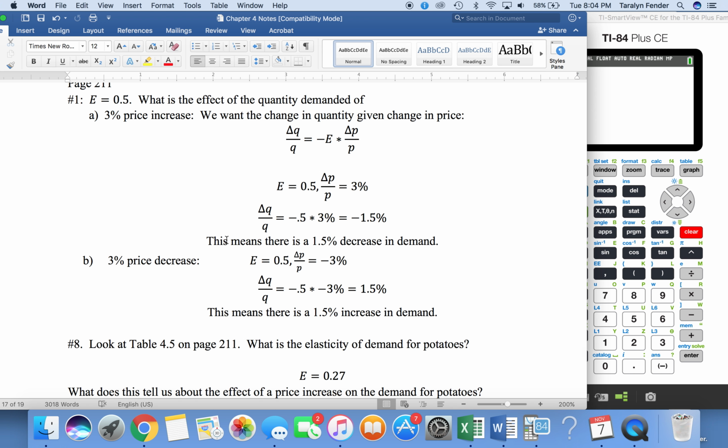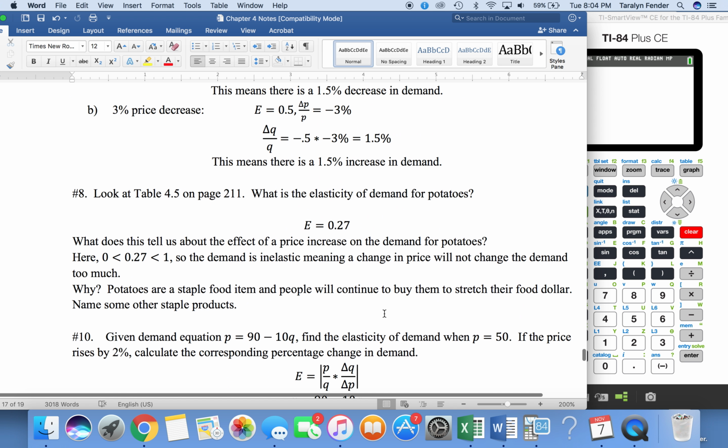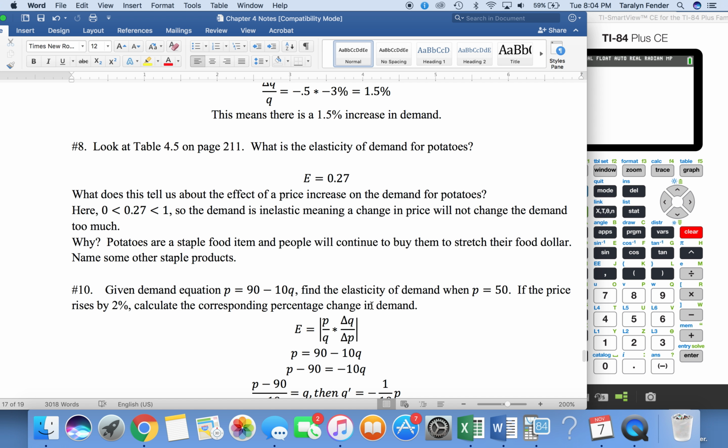This means that there will be a 1.5% decrease in demand. A 3% decrease, we will have a 1.5% increase in demand. There's a table on page 211, table 4.5, and it gives the elasticity of many items. One is the demand for potatoes, E is equal to 0.27. What does this tell us about the effect of the price increase on demand for potatoes?